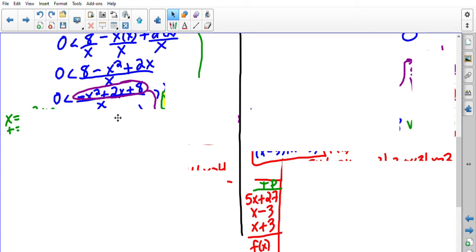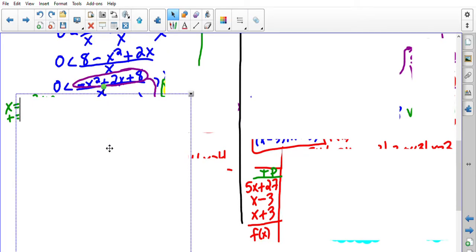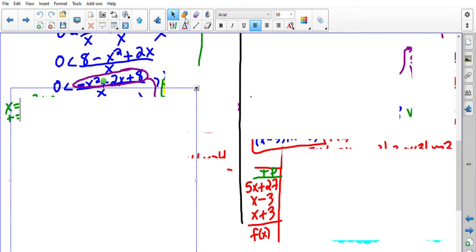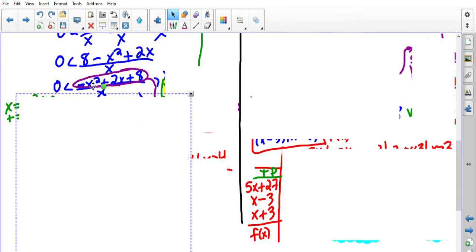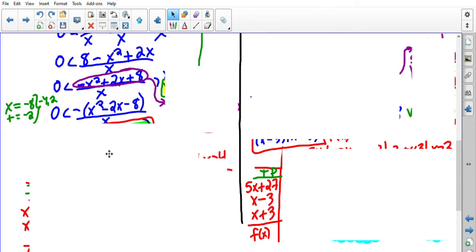And you're going to see why. So let's always put in factored form if we can. So that means I'm going to look for how to factor negative x squared plus 2x plus 8. So the first thing to do is going to be to factor out a GCF of negative 1. Okay, so I brought negative 1 out, and I'm left with x squared minus 2x minus 8 all over x.